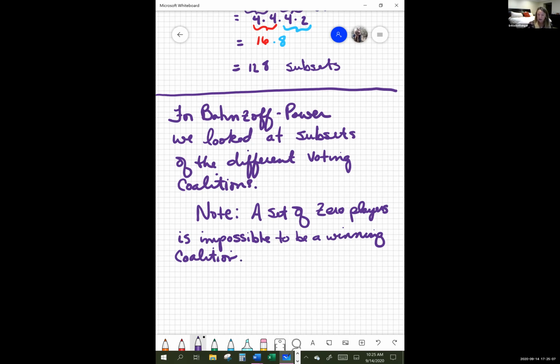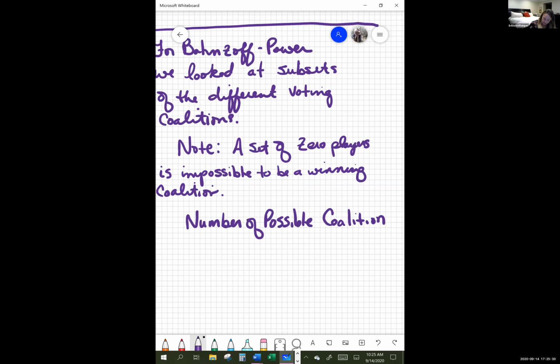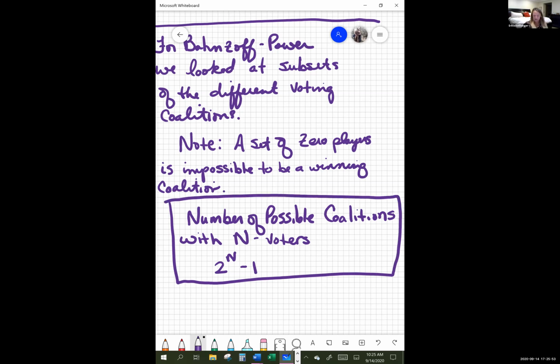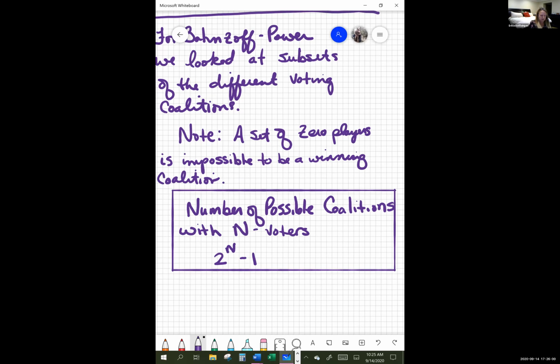So if we're looking at the number of possible coalitions with N voters, we're going to look at 2 to the nth power minus 1. So we're getting rid of that empty set. That would be impossible to be a coalition. Okay, so let's jump to an example.